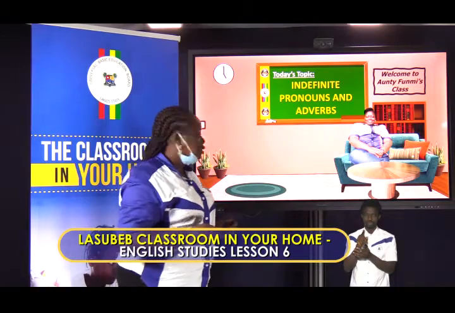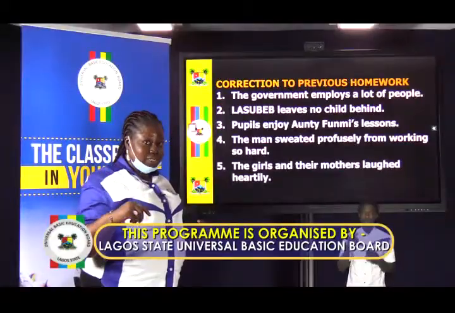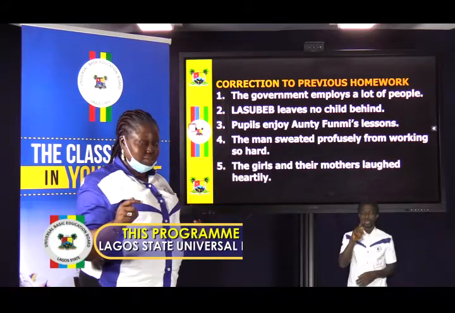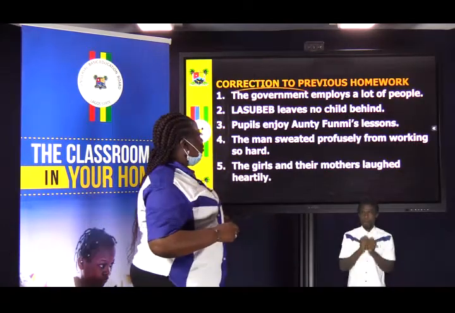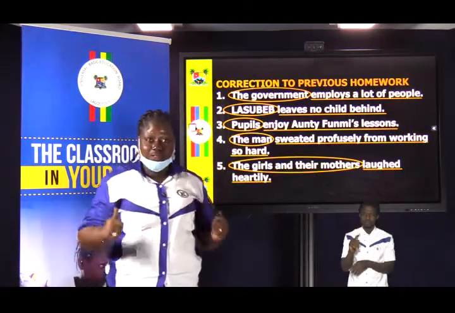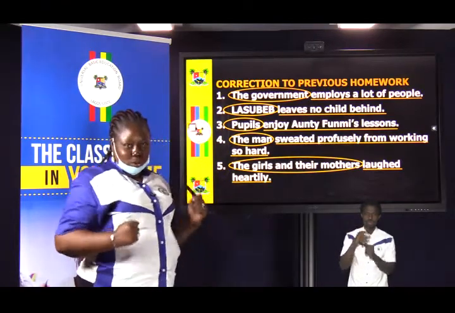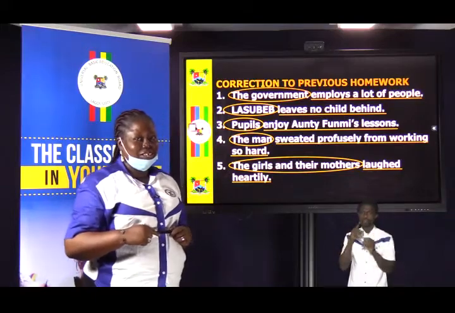Okay, let's have the correction together. You were asked to circle the subject and underline the predicate. Did you do that? Okay, let's have the correction together. Auntie Fumi got 5 out of 5. What about you? Wow, you're awesome. I'm proud of you. And I celebrate you with this chair.